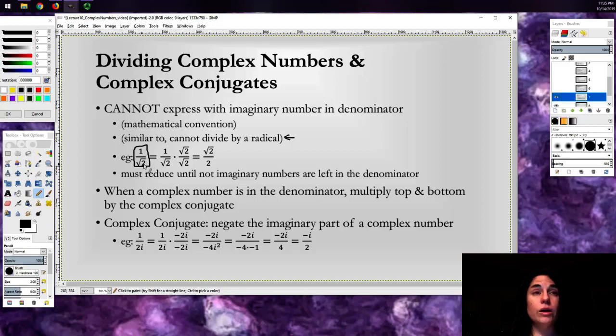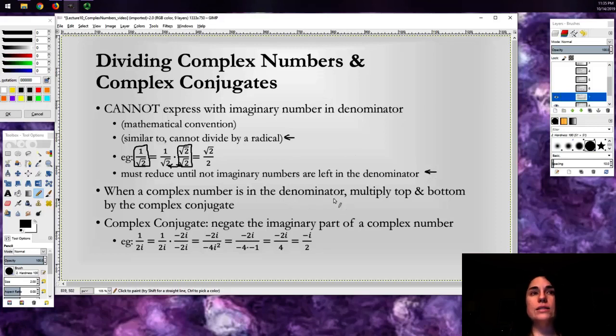In order to reduce the radical out of the denominator, what we do is we multiply by the same radical on the top and bottom. This is a factor of 1. We're not changing the term because we're multiplying by a factor of 1, but what it allows us to do is to reduce the radical out of the denominator, and notice that it's up top. So we must reduce until no imaginary numbers are left in the denominator. Let's keep that in mind as we move forward. This is a rule and convention.